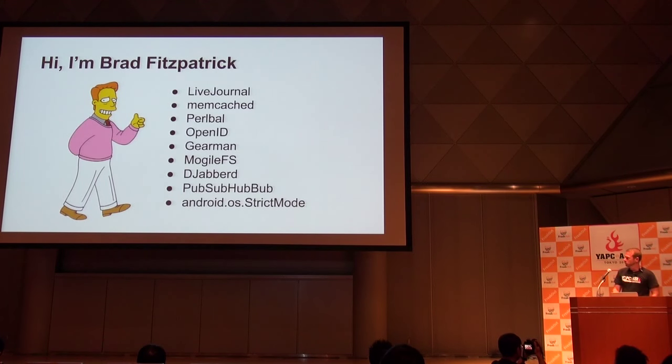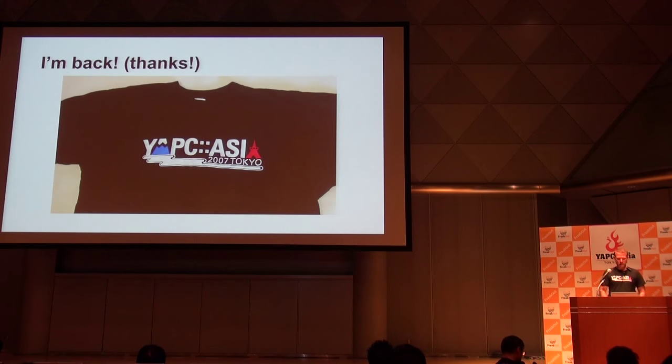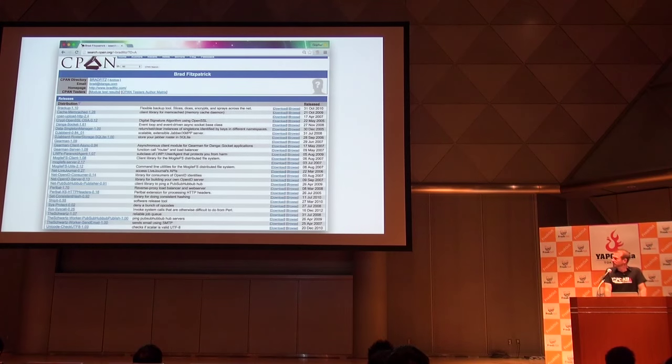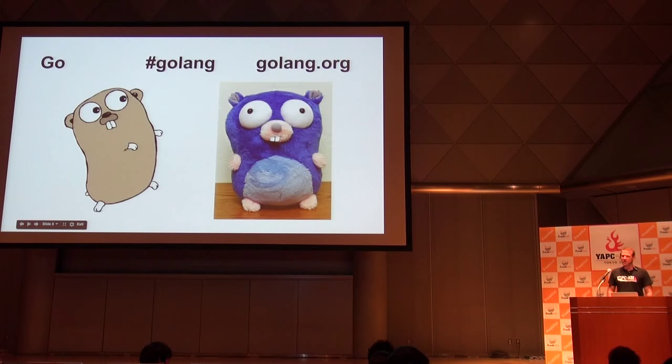I also worked on Android a little bit and made the Android OS strict mode. I'm back. I'm wearing this t-shirt from 2007. So it's been 8 years, but I'm back. I used to write Perl. This is my old CPAN page. You can notice the dates are all quite old, over 5 or 6 or 7 years old. Sorry. Because nowadays I write in Go, and we have a cute little gopher as our mascot. The hashtag is Golang. You can learn more at golang.org.